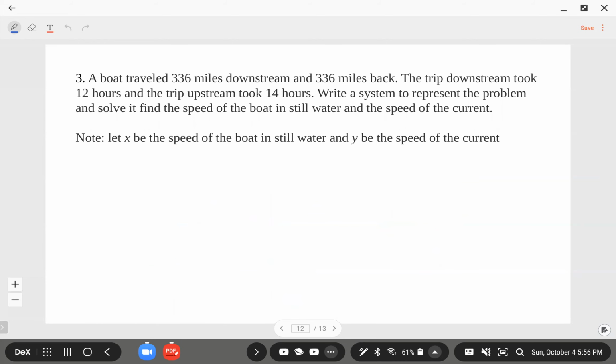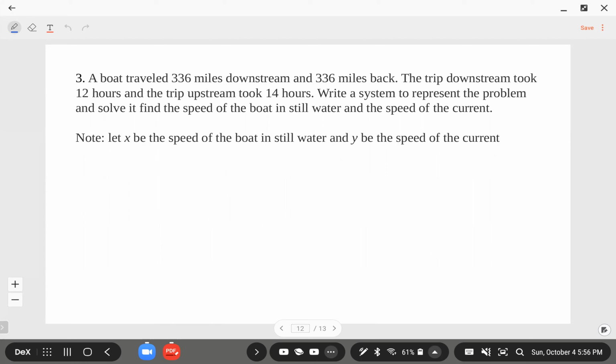Okay, so our last problem, and this one is a bit hard, so I will walk you through this one. For those who have an idea of how this works, please follow on your paper, okay? So, a boat traveled 336 miles downstream and 336 miles back, okay? The trip downstream took 12 hours, and the trip upstream took 14 hours, and that's kind of reasonable, right?